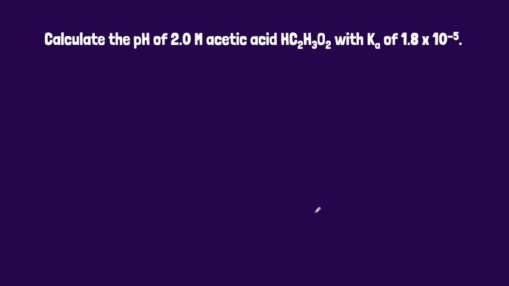Calculate the pH of 2 molar acetic acid. You have the Ka value again. You would be doing exactly the same steps. How about you pause this video right here and try this on your own.